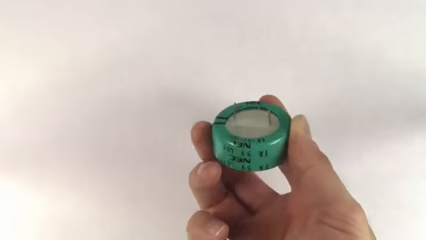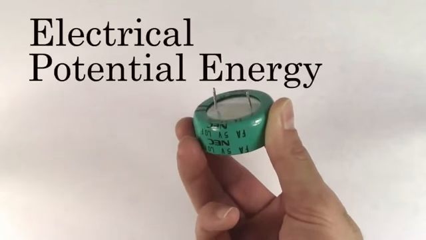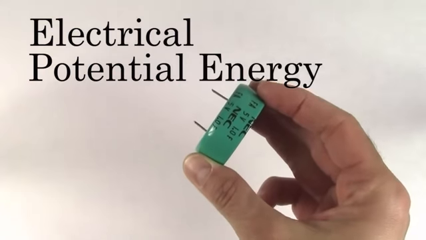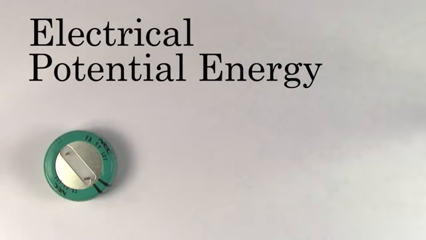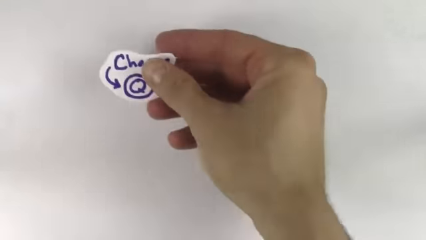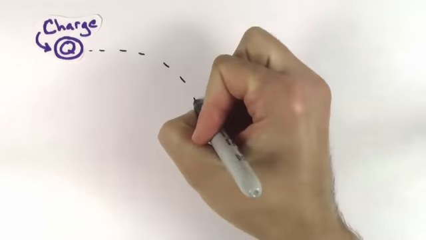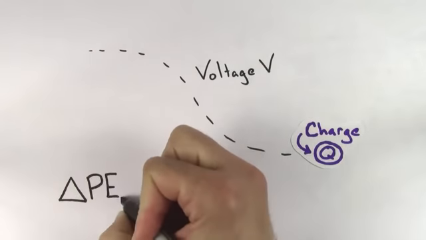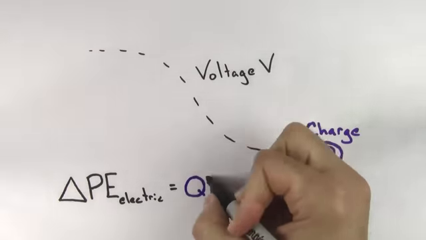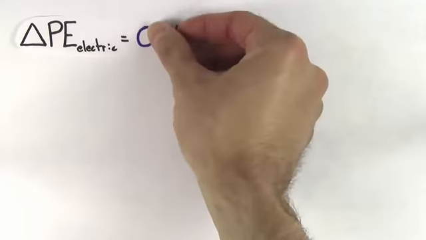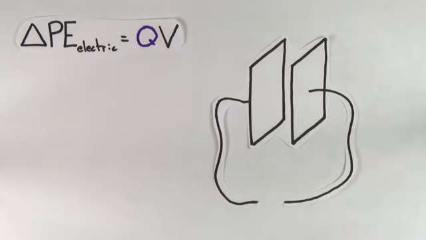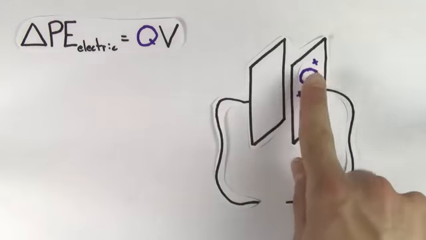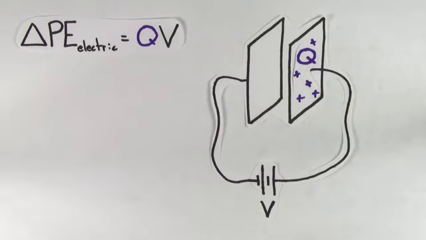The type of energy that's stored in capacitors is electrical potential energy. So if we want to figure out how much energy is stored in a capacitor, we need to remind ourselves what the formula is for electrical potential energy. If a charge Q moves through a voltage V, the change in electrical potential energy of that charge is just Q times V. Looking at this formula, what do you think the energy would be of a capacitor that's been charged up to a charge Q and a voltage V?